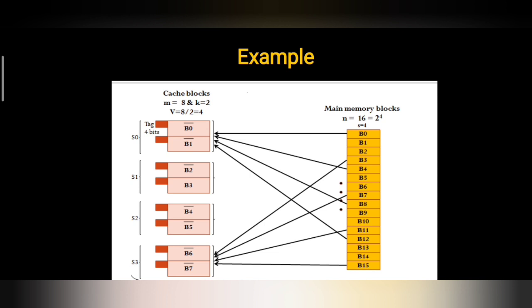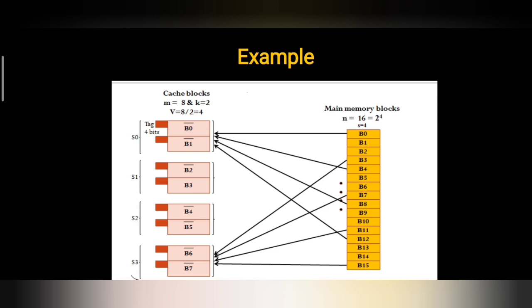Alright. Now the tag bits will be equal to 4 bits, which is given by the S bits, which is equal to 4. Now since my main memory has total 16 blocks, which is denoted by N, it can be written as 2 raised to power 4. This gives S equals to 4. So S bits will give me the particular set bits.